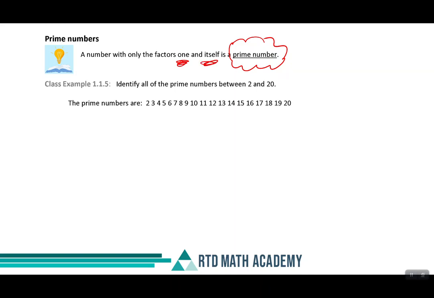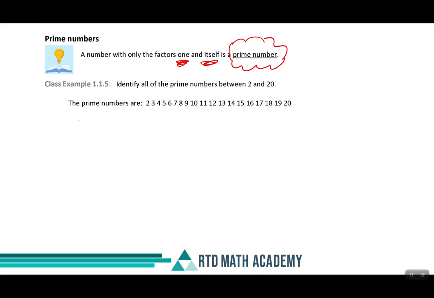So we're going to start with a list from 2 to 20. We'll speak about the special case of 1 in just a second. And we're going to go through that list and we're going to figure out which ones are prime numbers. Then we can apply those principles to any number larger than 20 as well.